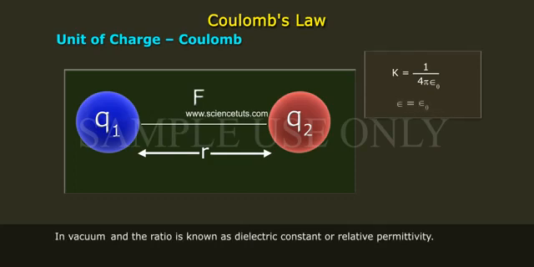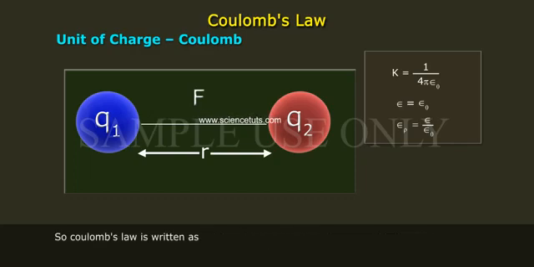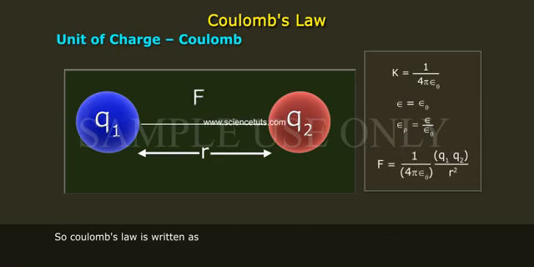In vacuum, epsilon is equal to epsilon naught, and the ratio epsilon r equal to epsilon by epsilon naught is known as dielectric constant or relative permittivity. So Coulomb's law is written as F is equal to 1 by 4 pi epsilon naught Q1 Q2 by r square.